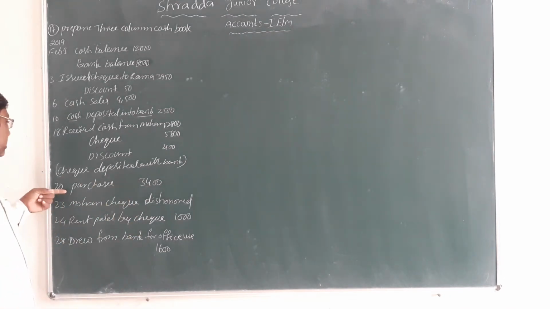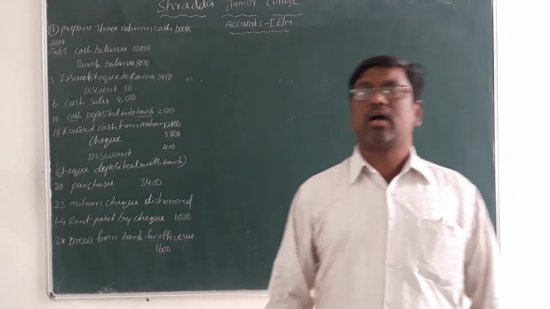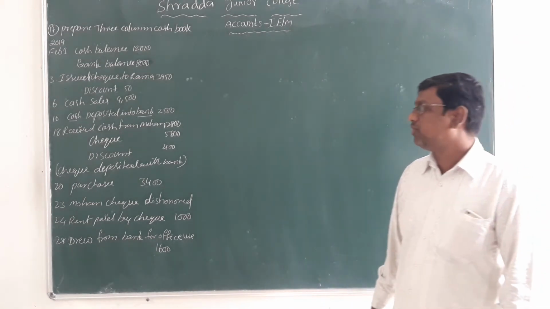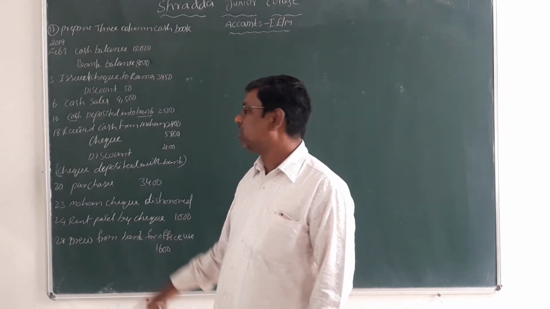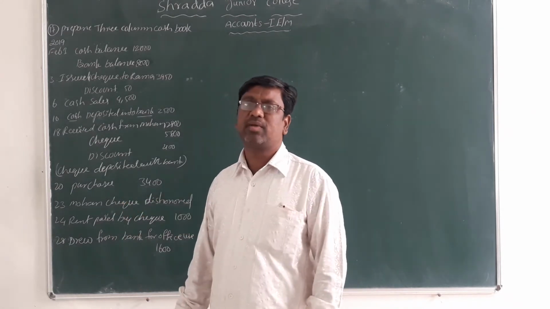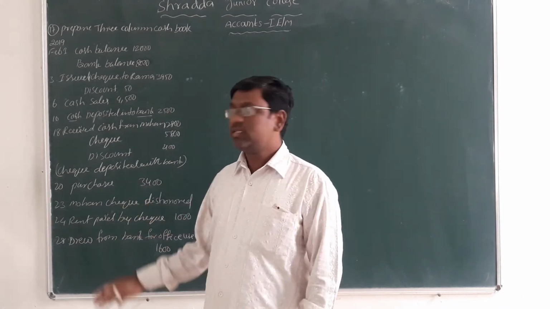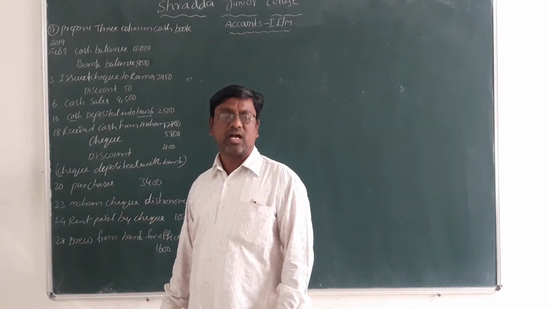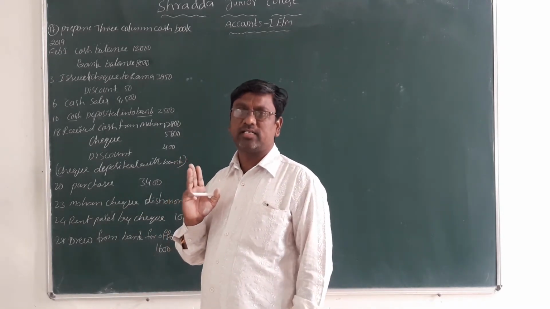Now another one, purchases 3400. Only purchases is given. Which purchases is that? Is it cash purchases, credit purchases or check purchases? It is not given, so we just think. If the check is clearly mentioned, it is a check purchase. If the person's name is given, it is a compulsory credit transaction. If the person's name is not given and the check is also not given here, then we think only of a cash transaction.